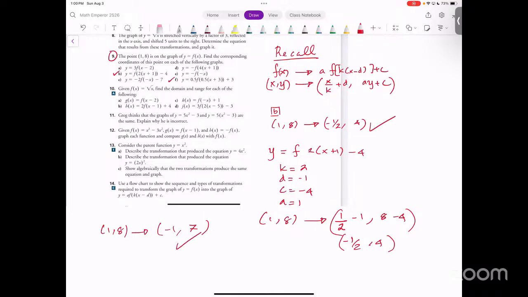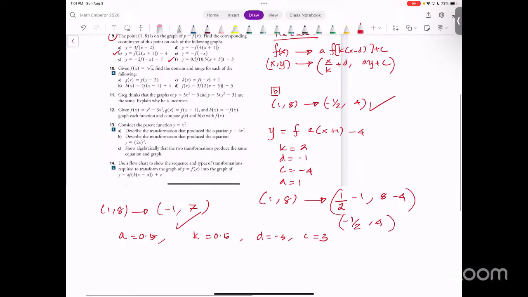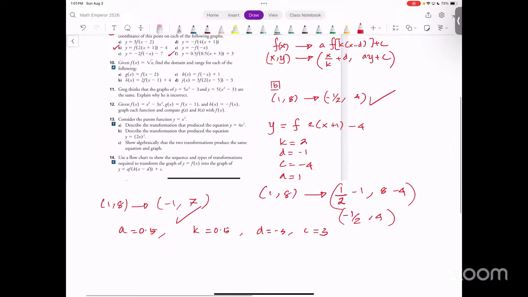So let me quickly do that. a is 0.5, k is 0.5, and then d is -3, and then c is +3. So if we do x over k, 1 over k is 0.5 and -3. So that is going to be 2 minus 3, -1. You got that right. And then a is just 1, I mean, a is 0.5. That's going to be 4 and then +3. Yes. So you guys should know how to do that.